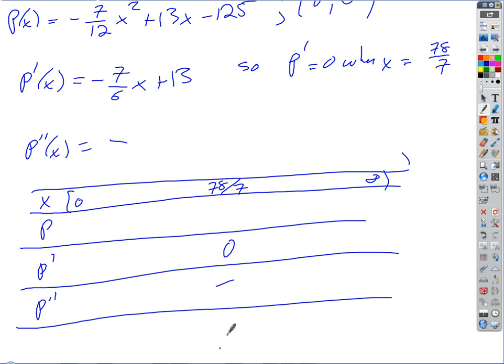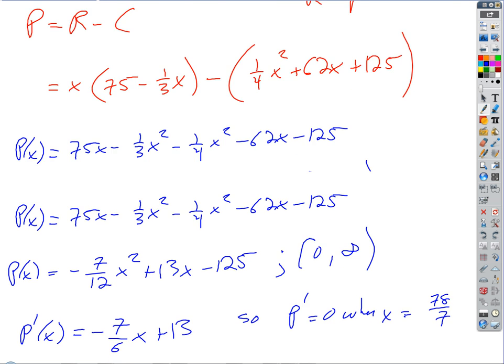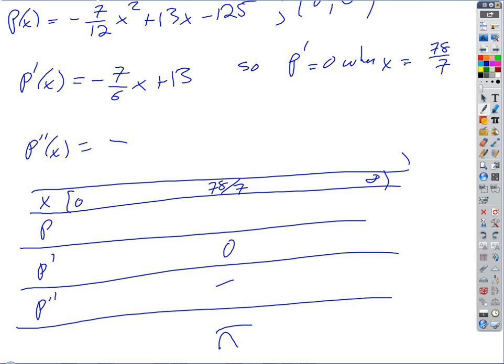So this is definitely the maximum that we want, and what did the question even ask for? Daily output. What daily output produces maximum? Oh, so X equals 78 sevenths, right? Which is roughly equal to 11 point.